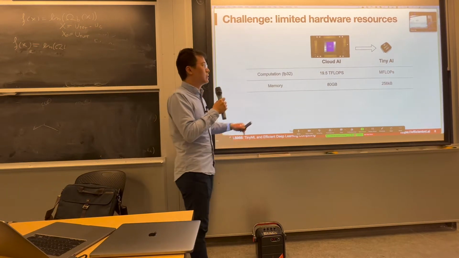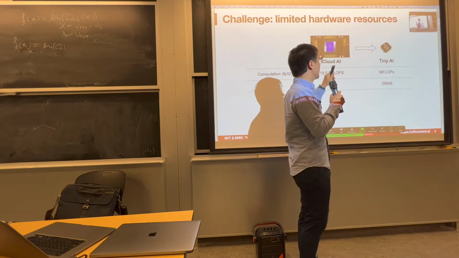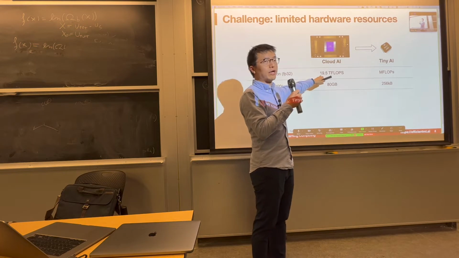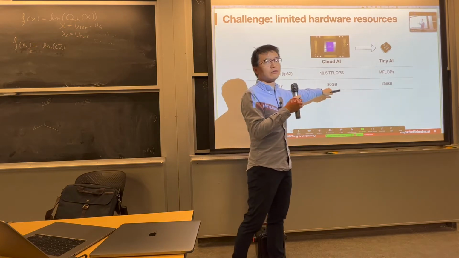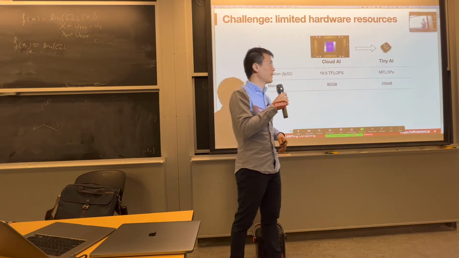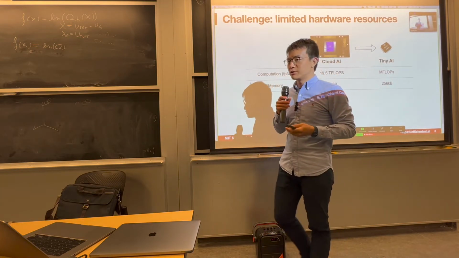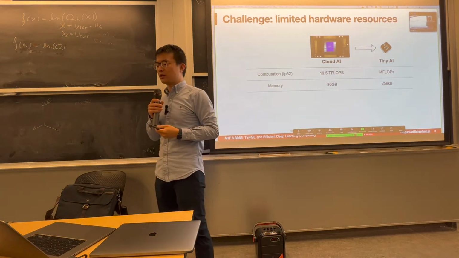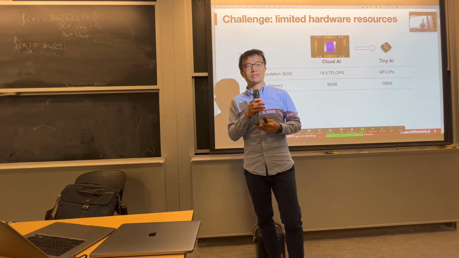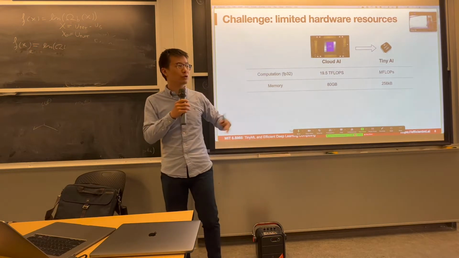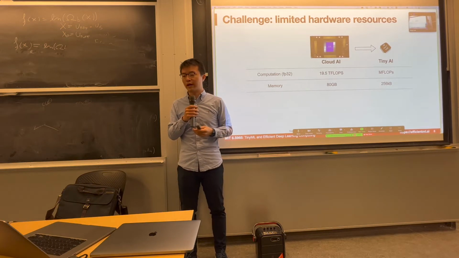Nowadays, we have both cloud AI and also tiny AI. For cloud AI, we can have a huge amount of computation power, like tens of teraflops per second of computation, tens of gigabytes of GPU memory. However, on a tiny device, like a microcontroller or an IoT device, the computational budget is very limited. We only have a few million flops per second and a couple of hundred kilobytes of SRAM. So the models designed for cloud AI may not fit those tiny devices due to the tight memory constraint.